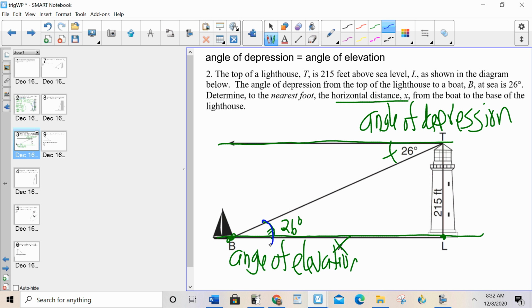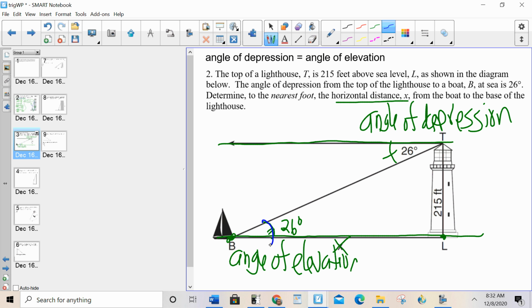I want you to try this on your own at this point. It's very much like number one. It's very much like all of the SOHCAHTOA finding the sides that we've been doing. So please pause, finish number two on your own from here, and then unpause to see if you got it right.